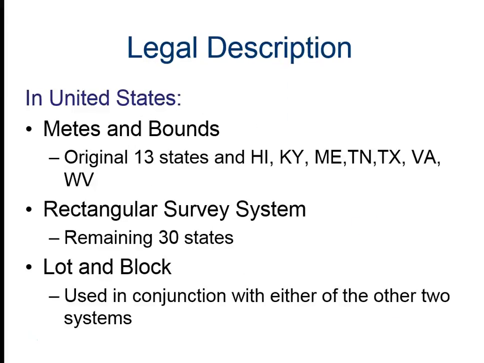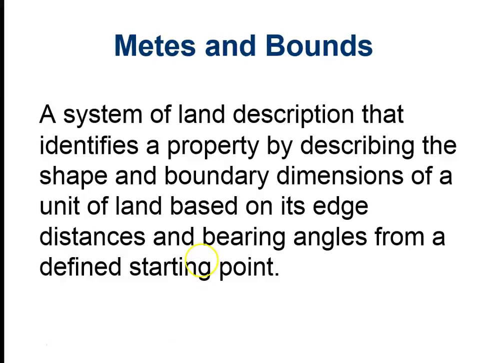In the United States, we have 3 different systems. The first one is metes and bounds. It's the original 13 states, plus these here. There's also the rectangular survey system, which is for the other 30 states. Lot and block is used in conjunction with either of these. So everyone uses either metes and bounds for those states or rectangular, and then everyone uses lots and blocks to further describe what we're talking about.